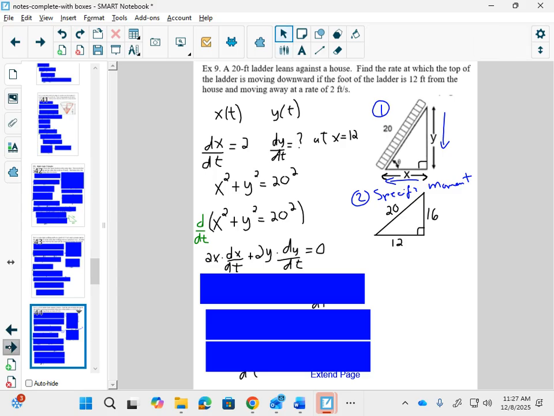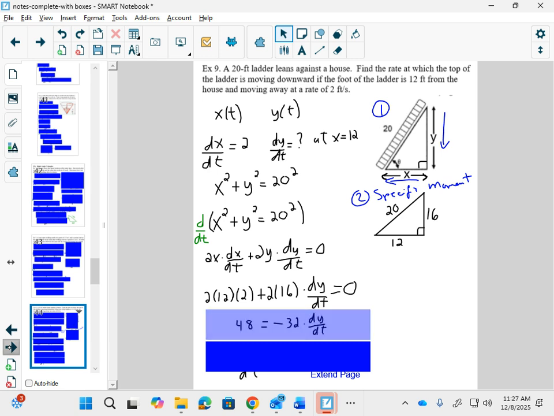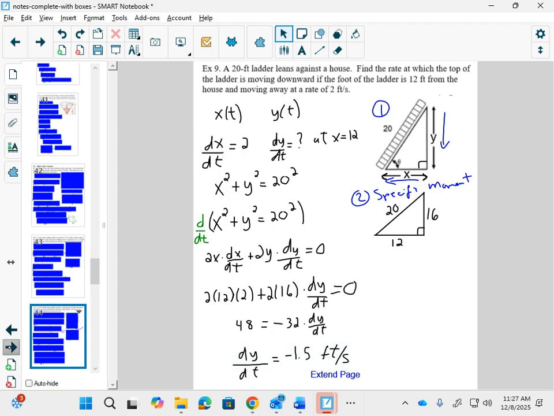But once we've done our derivative with respect to time and we want to find a specific value, we want to find dy/dt at x equals 12, well then we need to know what y is exactly at that point. It would be 16. And notice we get a negative answer here, because the x is increasing, but your y value is getting smaller, so it is decreasing.